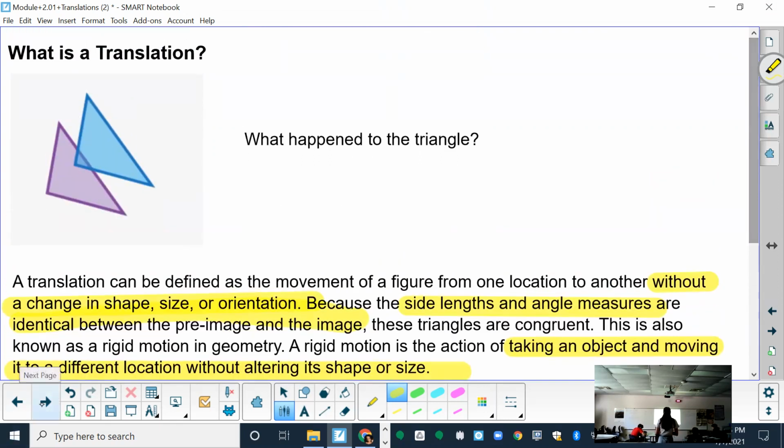Kind of highlight those important parts. Move on to the next page.